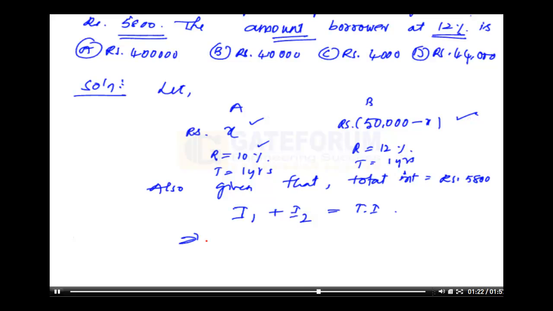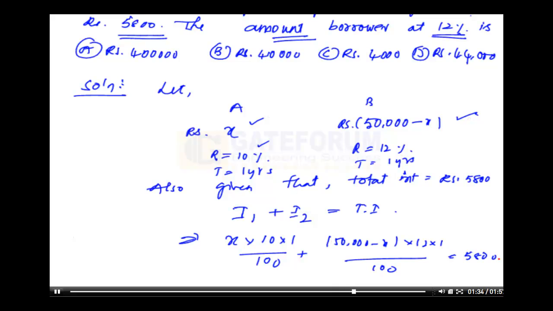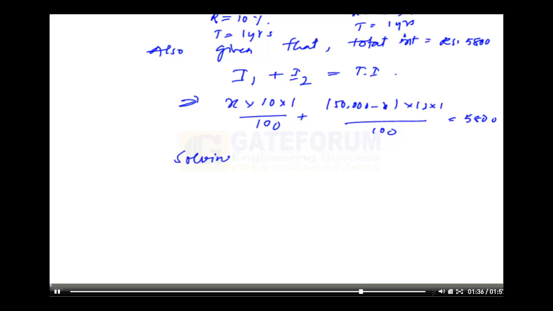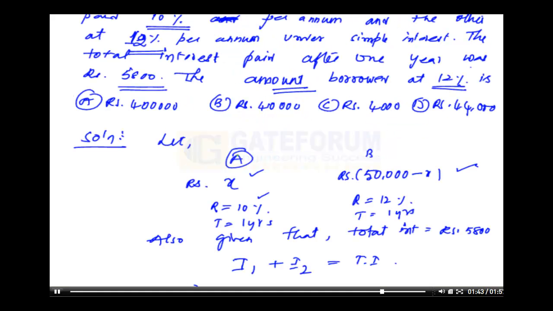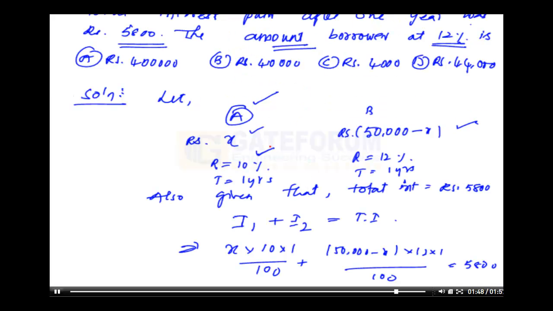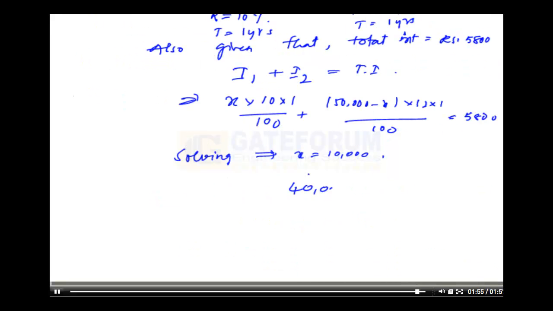That is X into 10 into 1 by 100 plus (50,000 minus X) into 12 into 1 by 100 is 5,800. Solving this equation we get the value of X as 10,000. So we can say that with A, the money lender has taken rupees 10,000 at 10% per annum, but we need the amount taken at 12% per annum, which is 50,000 minus X, that is nothing but 40,000, which is option B.